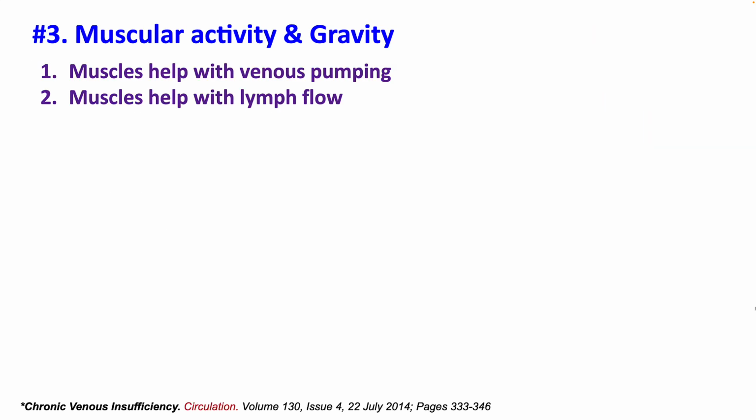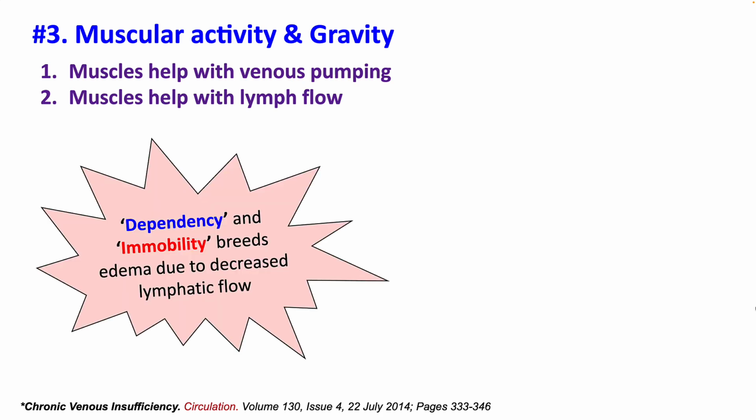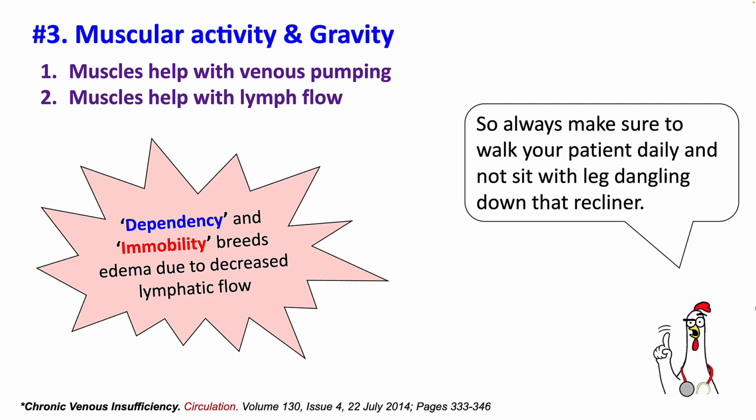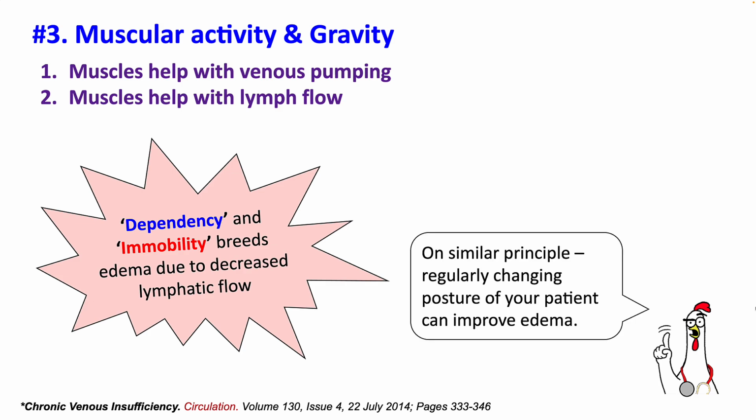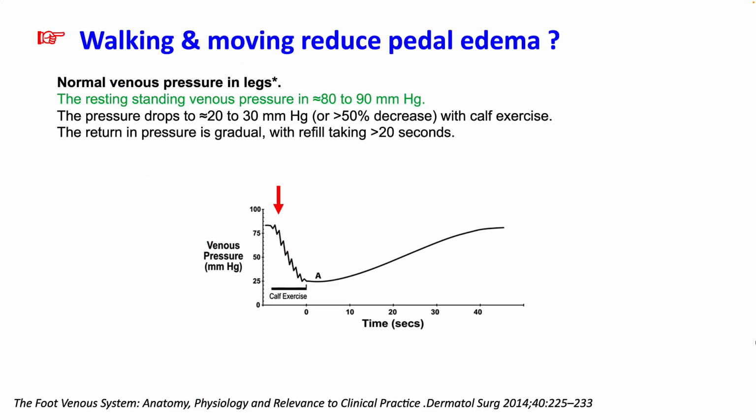Muscular activity and gravity aid both in venous pumping and movement of lymph from peripheral to central areas. So dependency and immobility aid in edema formation due to both decreased lymphatic flow and increased venous congestion. So walking is the best way to prevent edema in your patients. Walking and moving reduce pedal edema because they reduce the standing venous pressure.